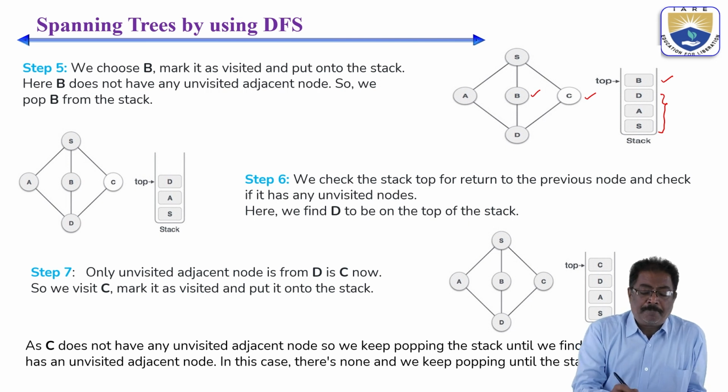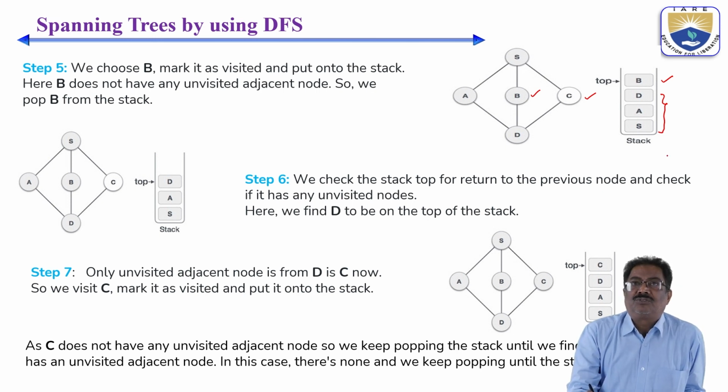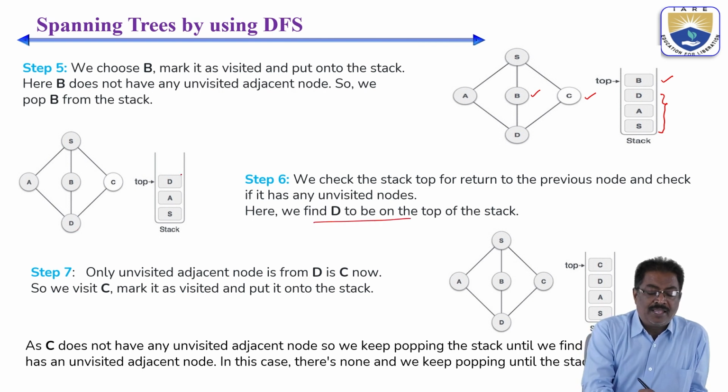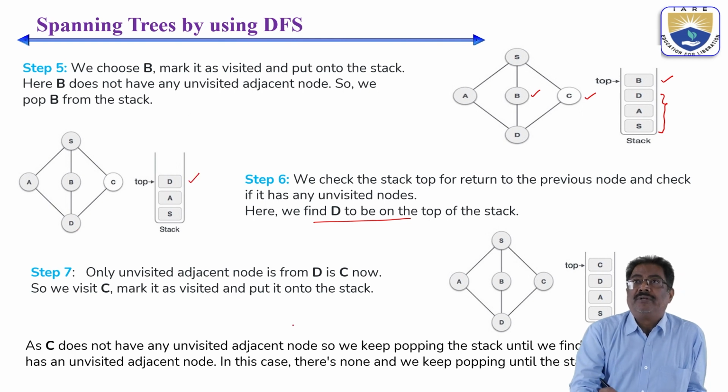Now from B, there is only one adjacent vertex, and this is already visited. So unvisited nodes are not there. So we are just going to pop B. That means we are going to move towards a backtrack. Then we will move to D, and we just pop the vertex B. And now another one is from D.